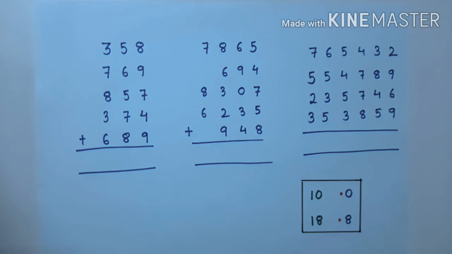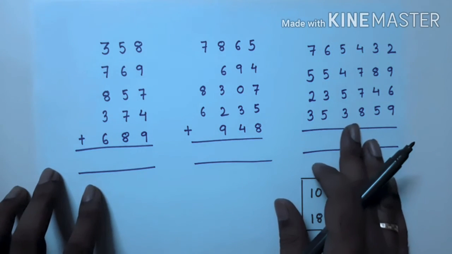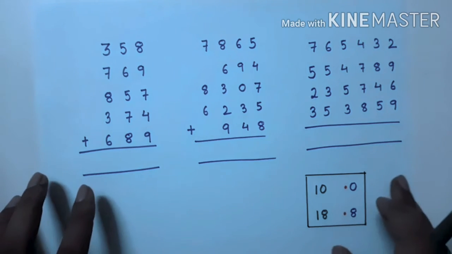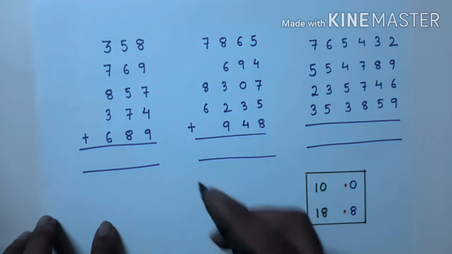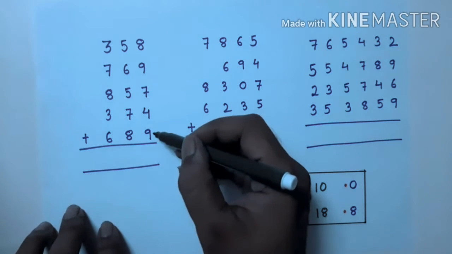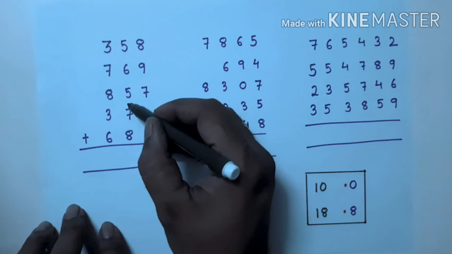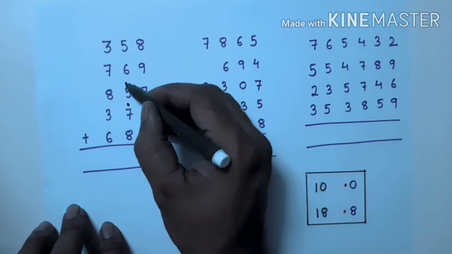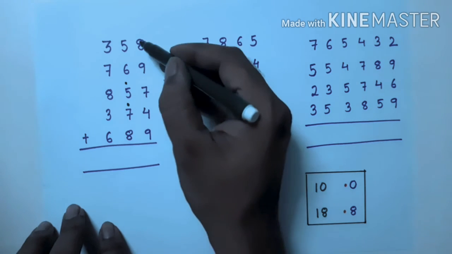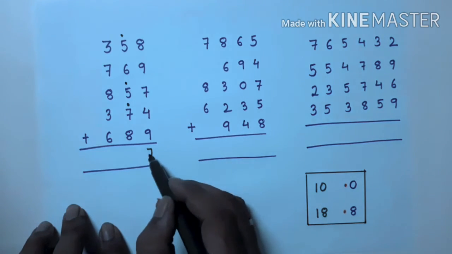Let's see now with some large numbers. So we have taken some 3-digit numbers, 4-digit numbers and 6-digit numbers also. So let's see how it works. So we'll use the same method, that's the dot method. So we'll start from the units place, that is 9. 9 plus 4, 13. 13, write dot, 3. 3 in the mind. 3 plus 7, 10. 10, dot, 0. 0, 9, 9. 9 plus 8, 17. 17, dot, 7.